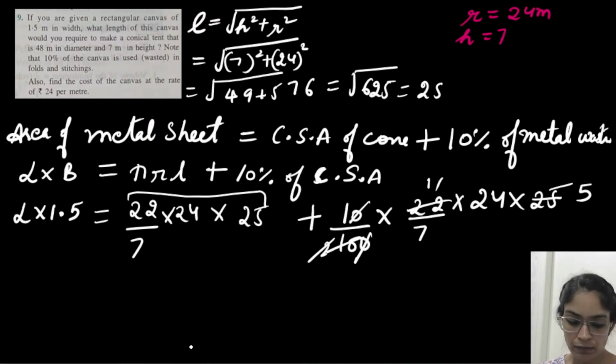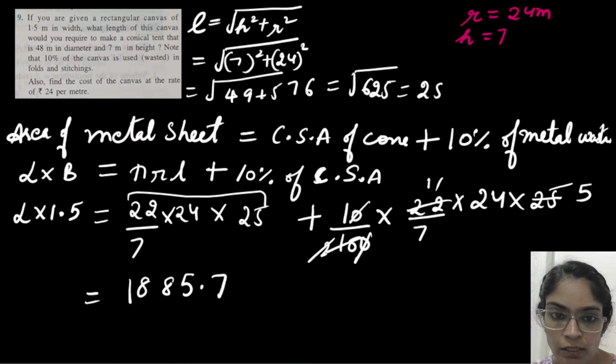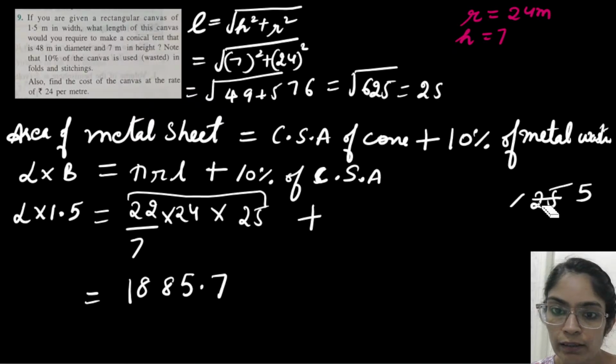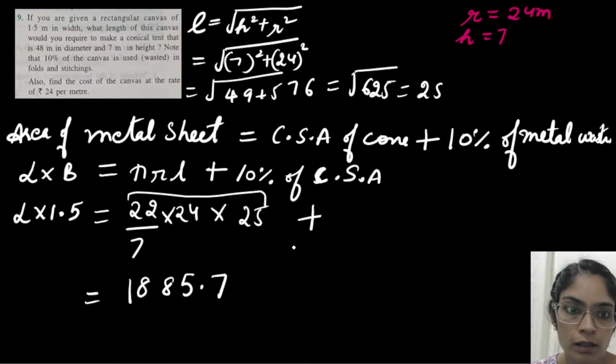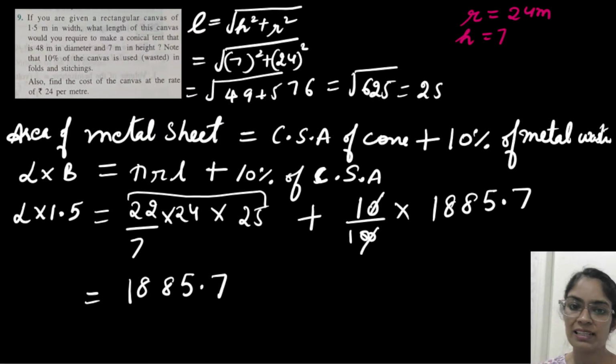Because these calculations are very lengthy. Okay, Aditya has given the answer. So this is 1885.7. So we'll do one thing: instead of doing this, we'll write directly 10% of, so 10/100 of this only, 1885.7. Because this is the CSA we found, we can directly write that.